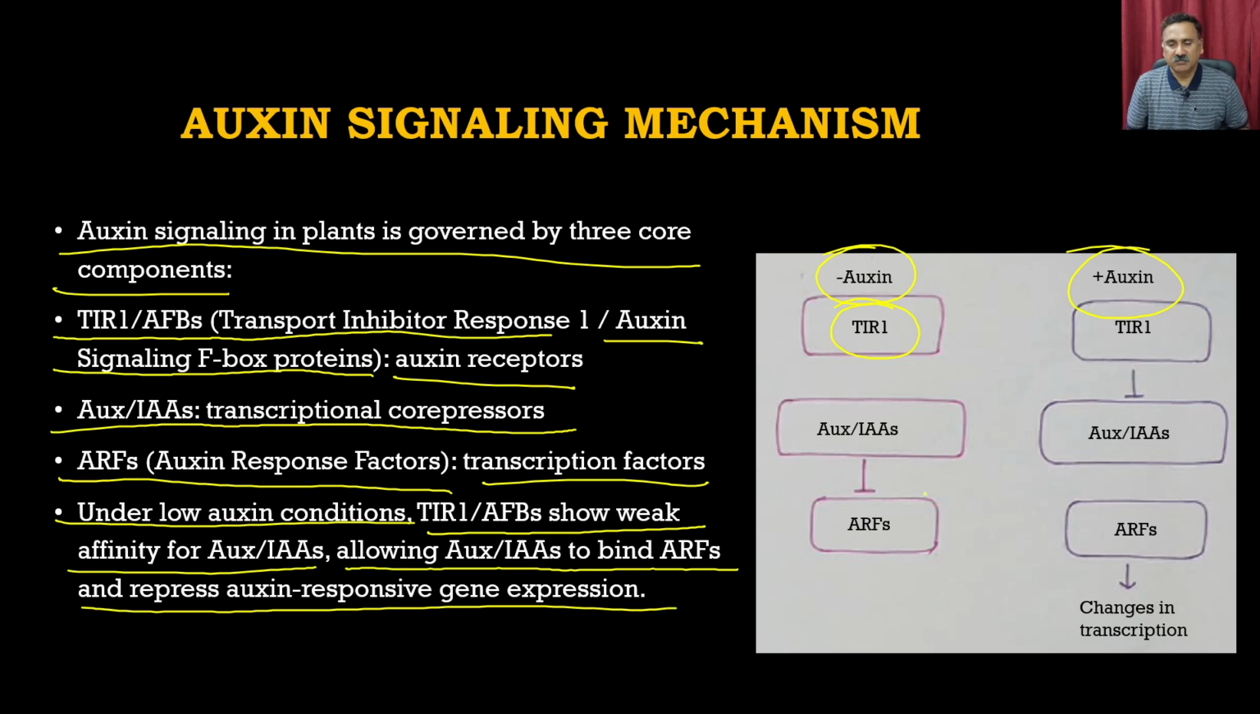So basically, auxin is going to bind TIR1, which shows weak affinity for the auxin or the indole acetic acid, and that's how there will be auxin response factors. They are going to respond to the auxin, and that's how they are going to change the transcriptional activities within the plant.